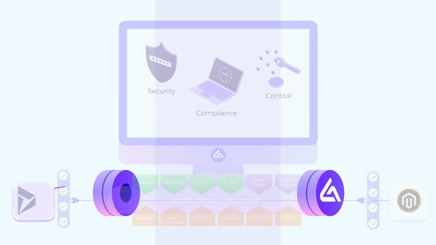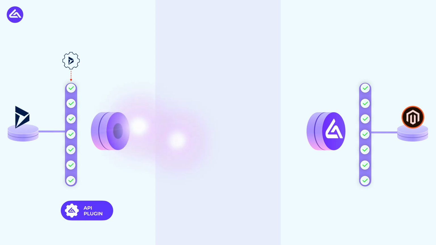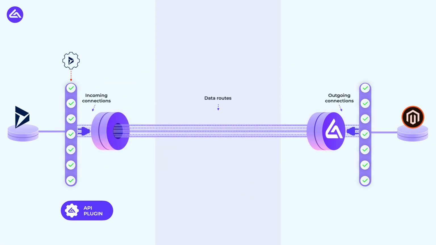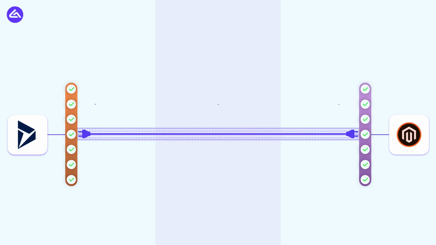In order to create integrations with Alumio, you start with creating connections to both the left side, called an incoming connection, and the right side, which is called an outgoing connection. The data route is the glue that connects the incoming and outgoing and will be your integration of a specific data flow. Based on the kind of integrations you want, you will need to create data routes such as customers, products, orders, stock, price, etc.